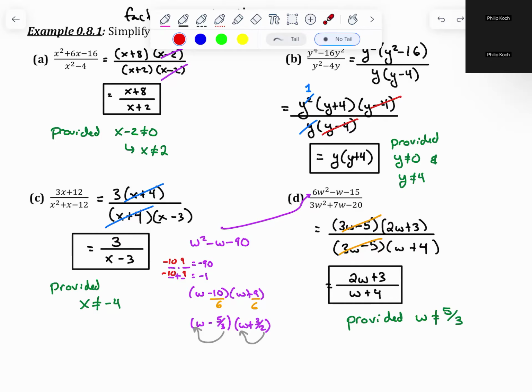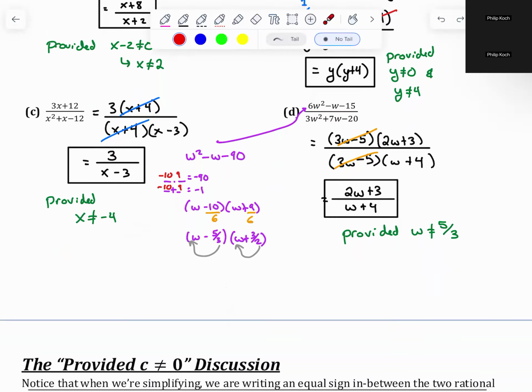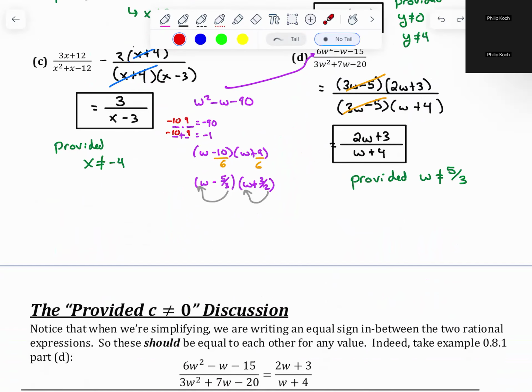Now, as a note, once again, the green thing that I've written, the provided x, y, w doesn't equal blank, is usually omitted when we do these problems. But we still need to have a discussion about it. So we'll move on unless there's any questions and talk about the provided c does not equal 0 discussion.